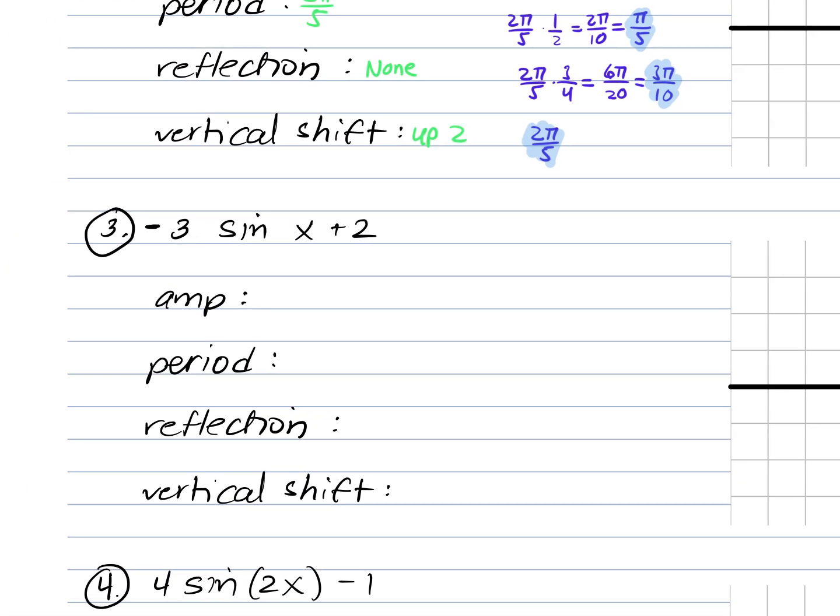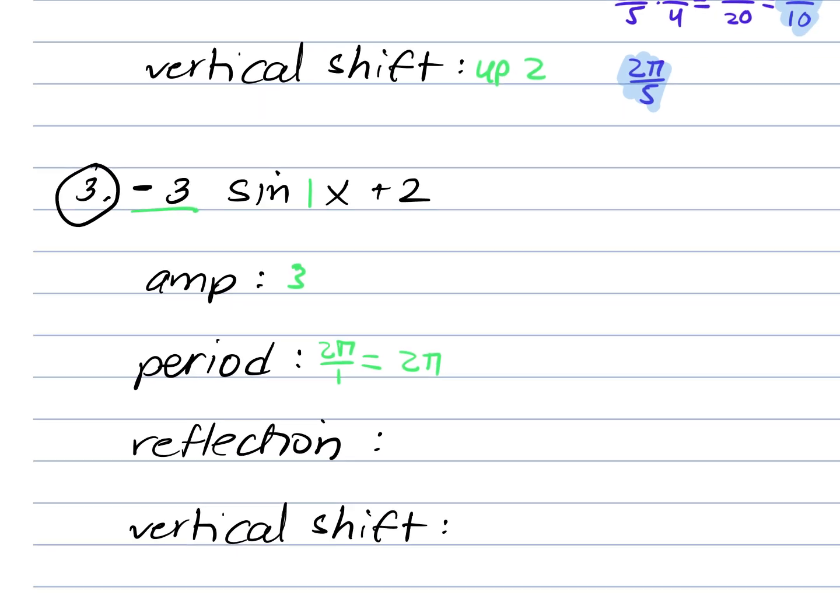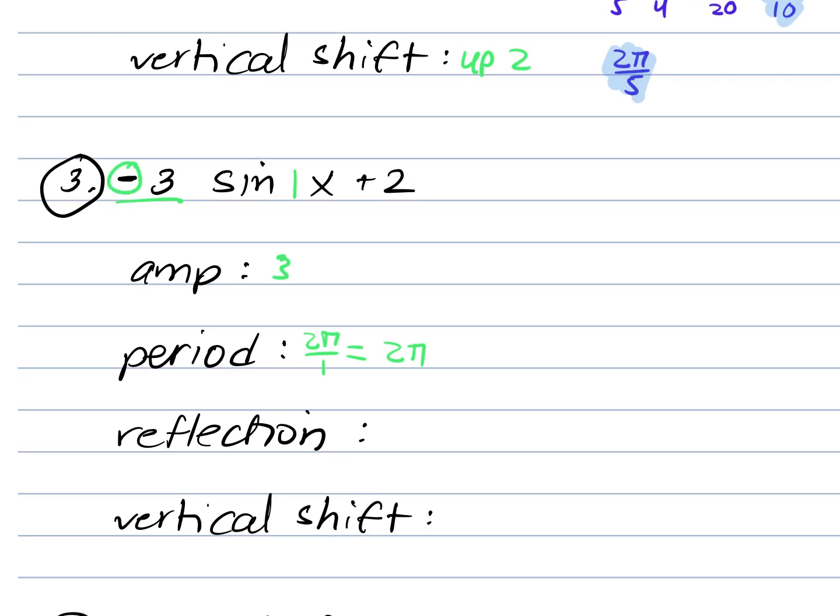All right, now let's try this one. Our amplitude is going to be the absolute value of whatever's in front of our sine function. In this case, it's a -3. Absolute value of that's going to be a +3. All right, period. Inside of my sine function, I see an x, so I assume there's a 1 in front. 2 pi over 1 is just going to get you 2 pi. So my period is 2 pi. Reflection, I do see a minus in front, so we are going to be reflecting here. And in a vertical shift, we're going to go up 2 units.